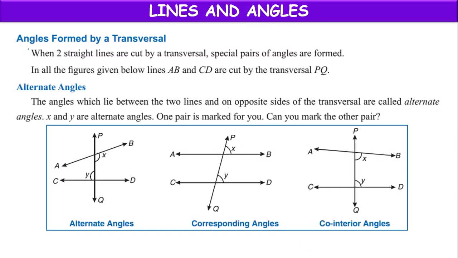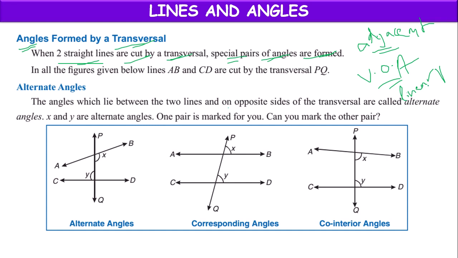Next one, angles formed by a transversal. When two straight lines are cut by a transversal, special pairs of angles are formed. Already we have learnt about adjacent angles. We have also learnt about vertically opposite angles. We have learnt about linear pair. About some pairs of angles we have already learnt. Here, based on the transversal concept, we are going to learn about some more special pairs of angles.